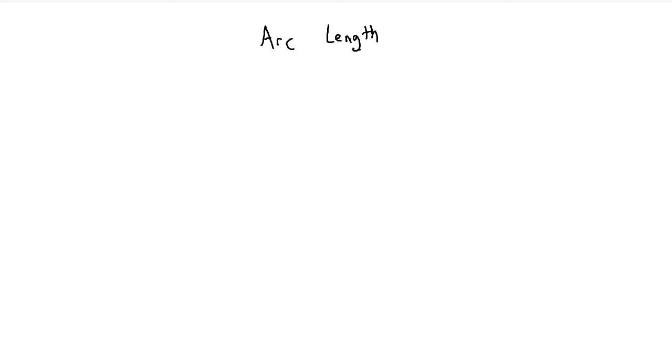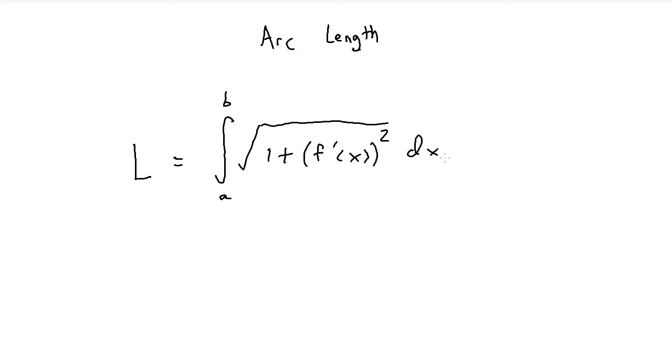So let's take a look at finding arc length. The formula for finding arc length is pretty basic. The arc length is equal to the integral from a to b of the square root of 1 plus f prime of x, or the derivative of f, squared dx. And that's if you're using x coordinates and putting everything in terms of x.